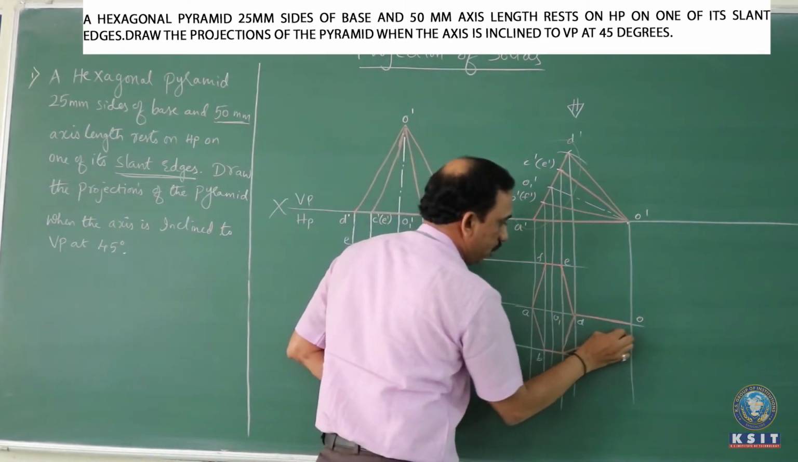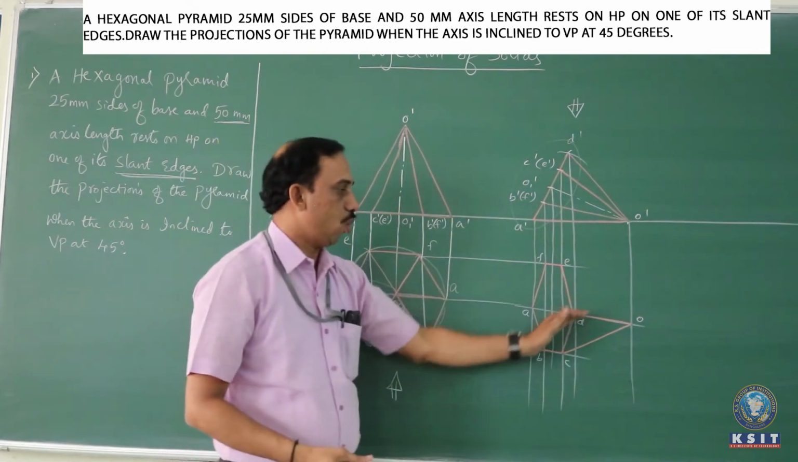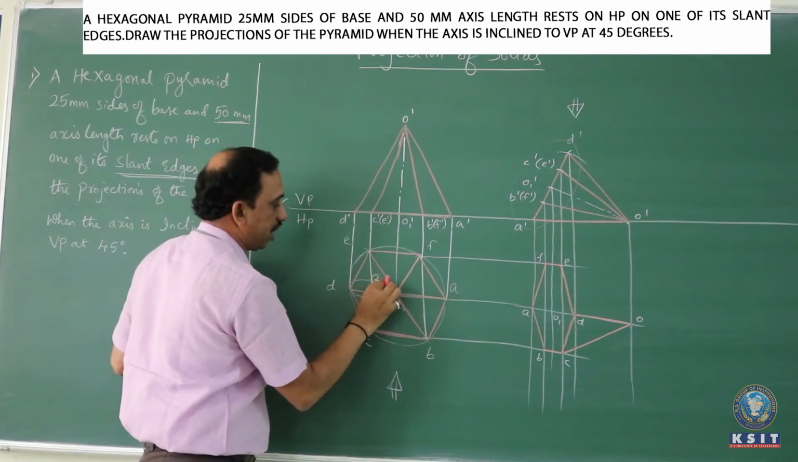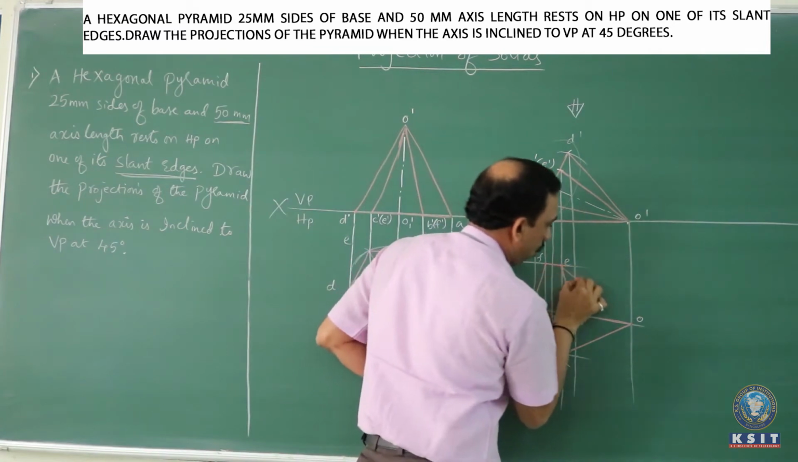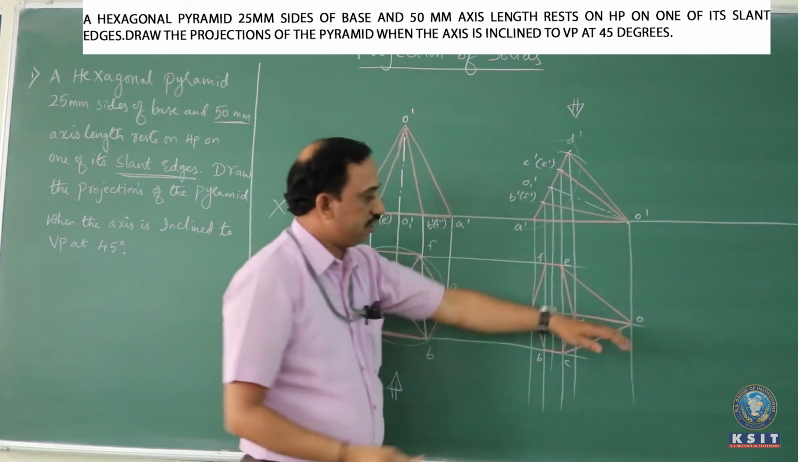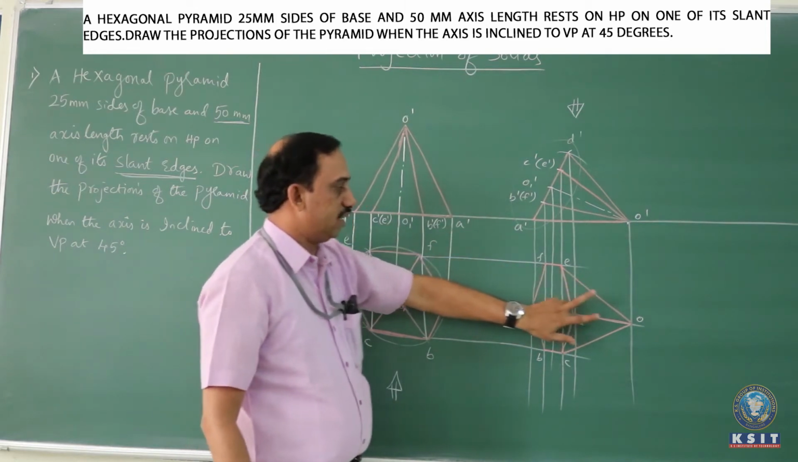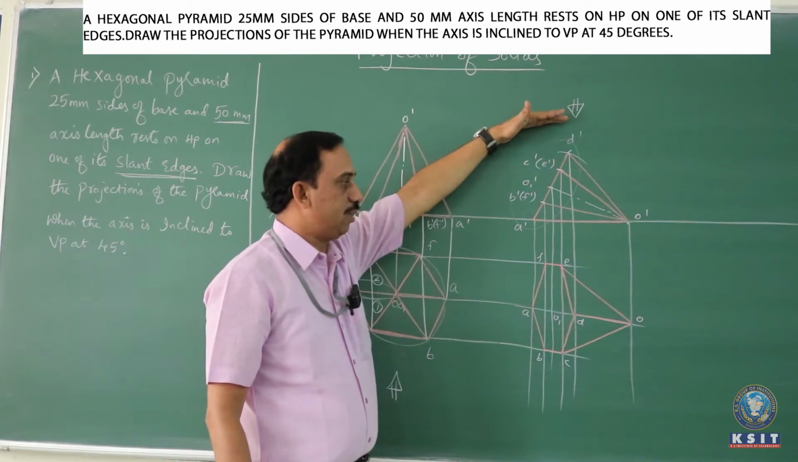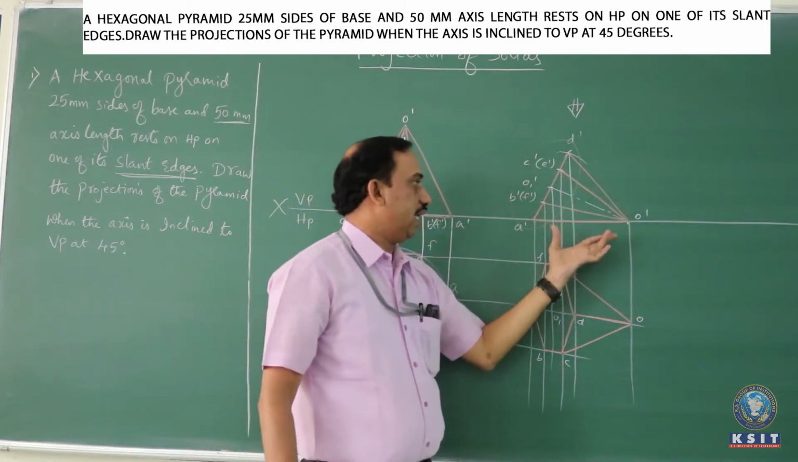When you join D to O, you get the formation of one of the triangles towards the right side, which is ODC. Similarly, on the other side of this slant edge, we have the triangle ODE. So when you join E to O, you get the formation of the triangle ODE to be visible. So two triangles and one hexagonal face are the visible surfaces when the observer sees from the top. Opposite to OD, what is that?